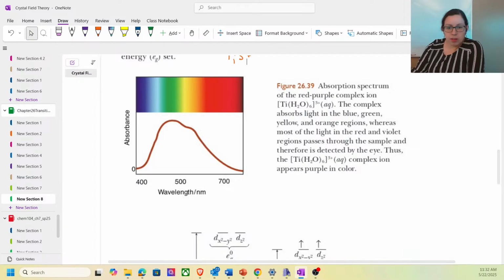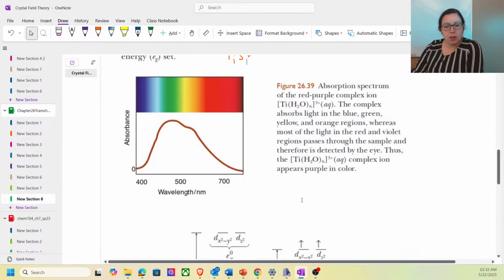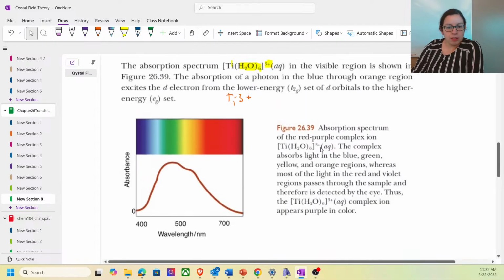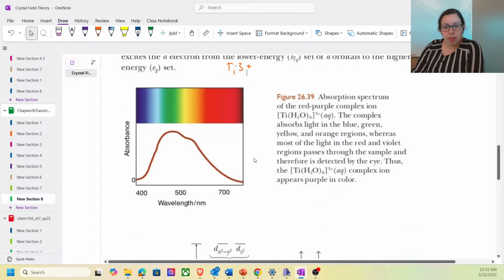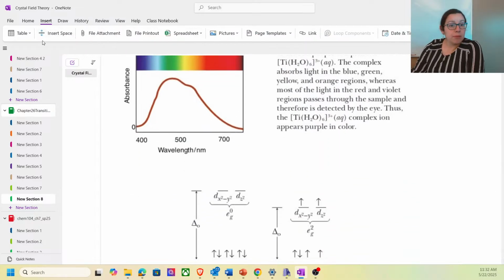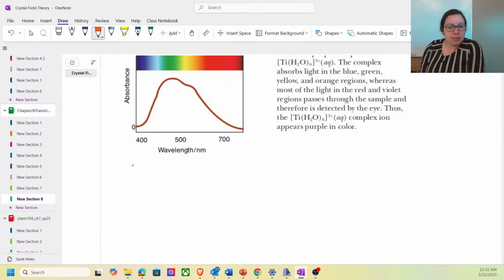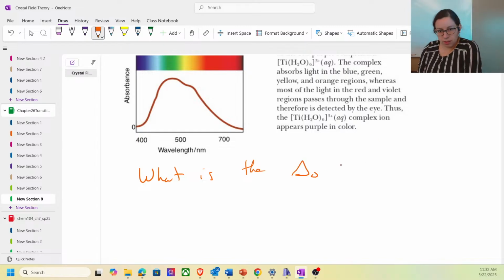And so then we could work through this. Let's see, does it tell us the max absorption? They didn't tell us our max absorption, but we can guesstimate. So let's just guesstimate. And then we can ask, what is the octahedral splitting field energy?